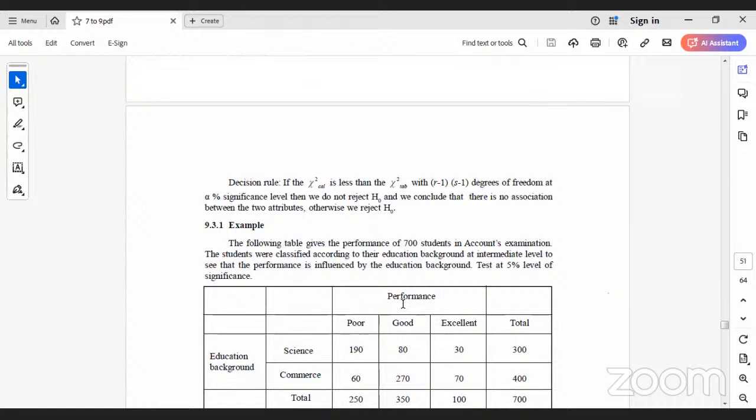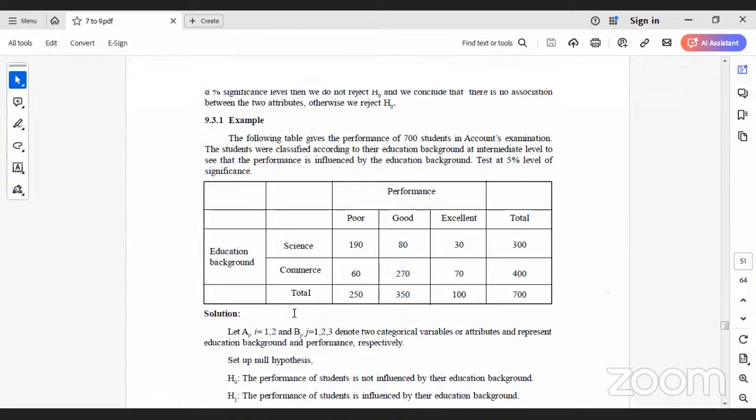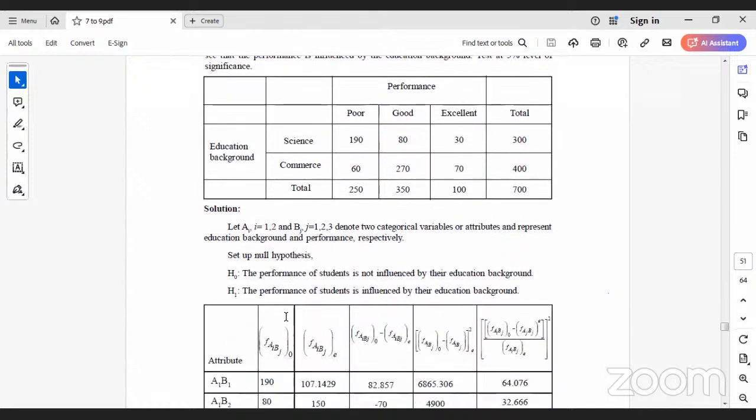The table gives the performance of 700 students in the accounts examination. The students were classified according to their educational background at intermediate level, to test at 5% level of significance whether performance is influenced by educational background. Performance is given as poor, good, excellent, with totals. Let Ai, i equal to 1 to 2, and Bj, j equal to 1 to 3, denote the categorical variables or attributes representing education background and performance respectively. Set up the null hypothesis: the performance of the students is not influenced by their education background. The alternative: the performance of the students is influenced by their education background.